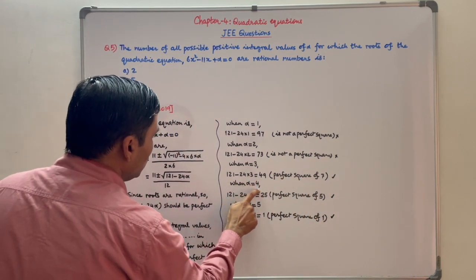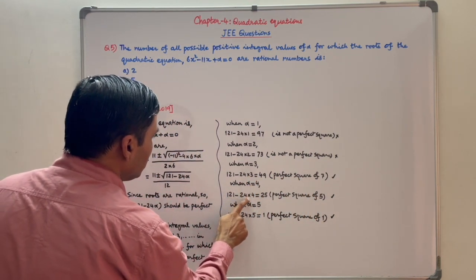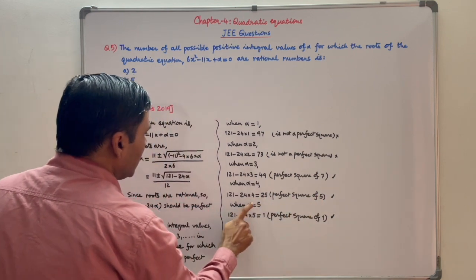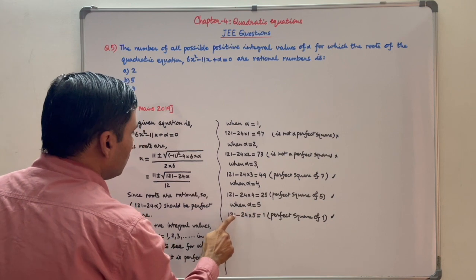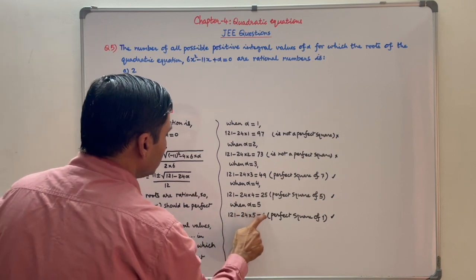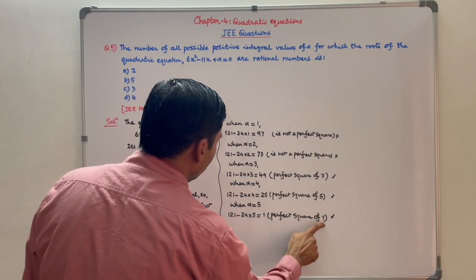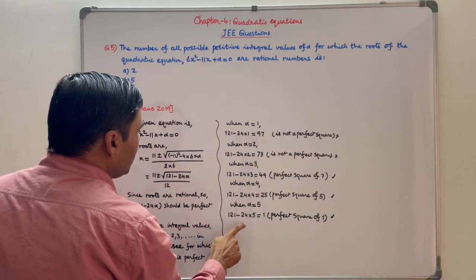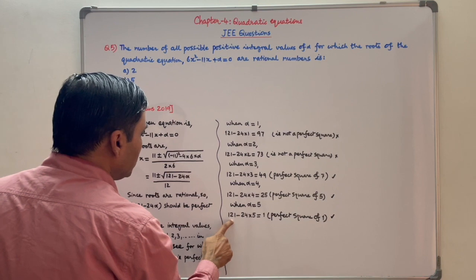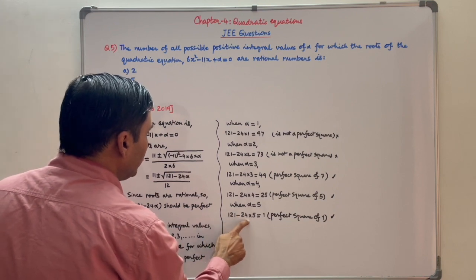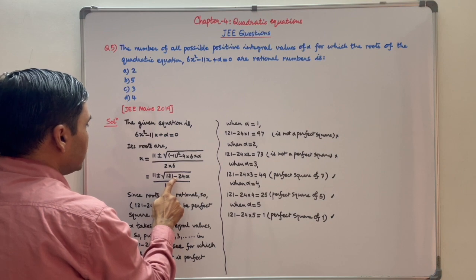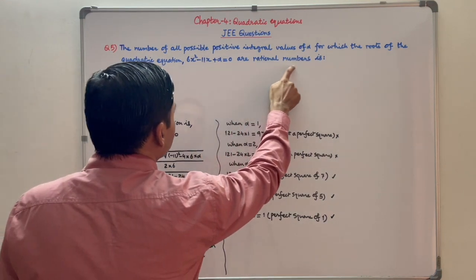When alpha is 4, the value of 121 minus 24 alpha is 25, which is perfect square of 5. When alpha is equal to 5, the value is 1, which is perfect square of 1. We have to stop here, because when we put alpha is equal to 6, the value of 121 minus 24 alpha will be negative. So the roots will be complex conjugate. But it is given that roots are rational numbers.